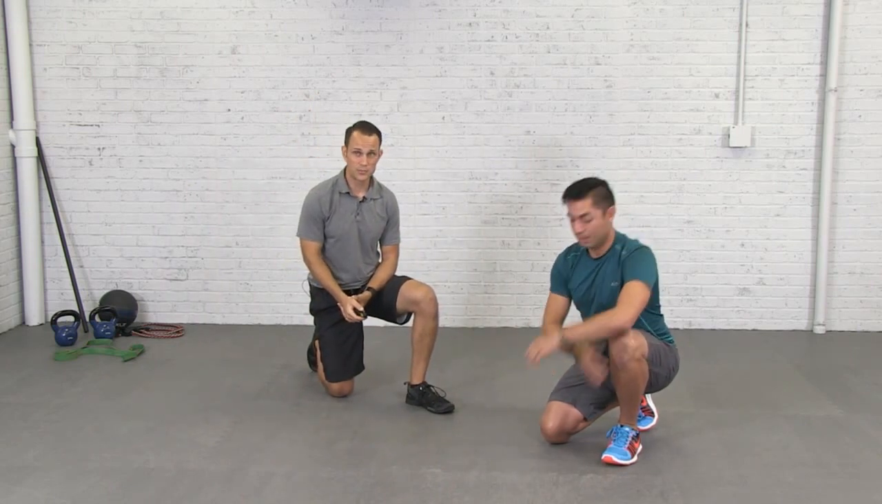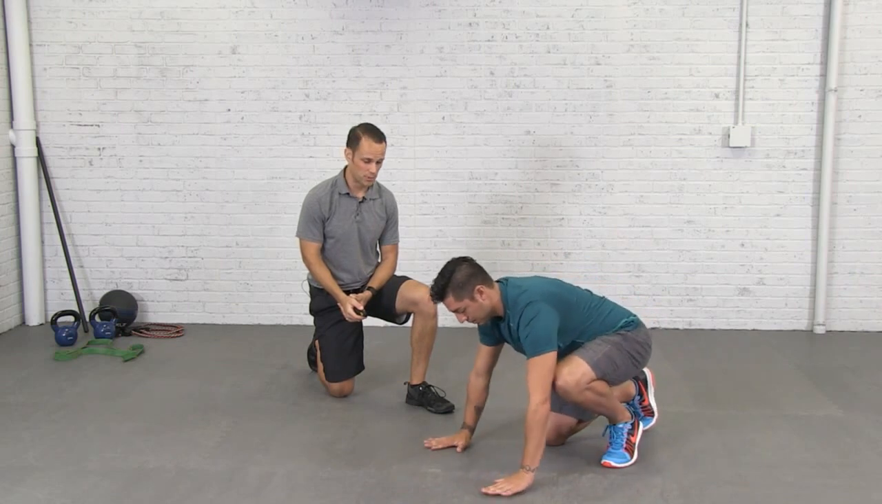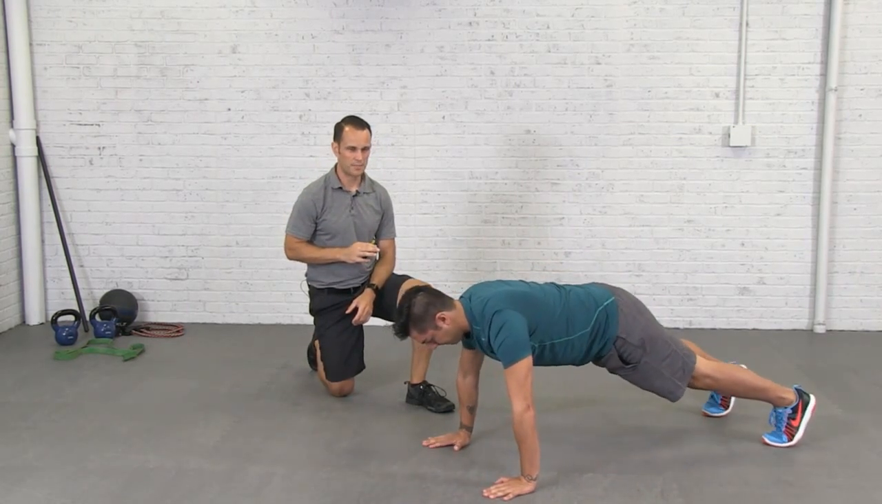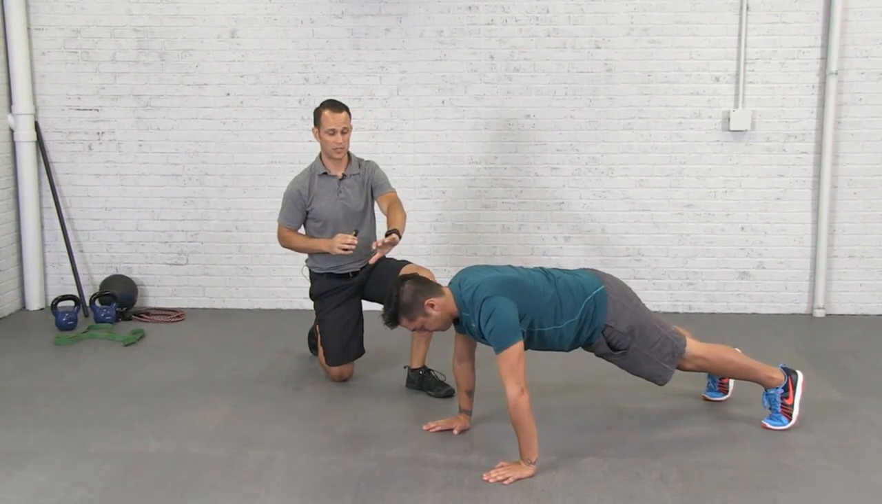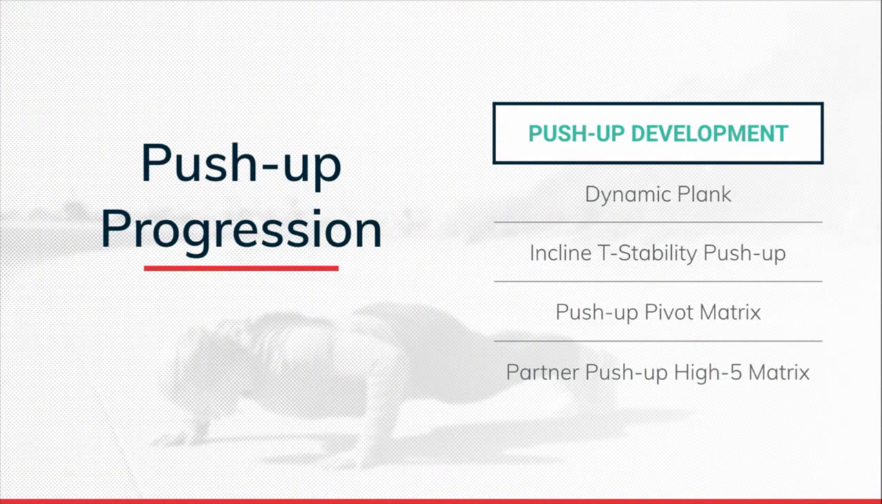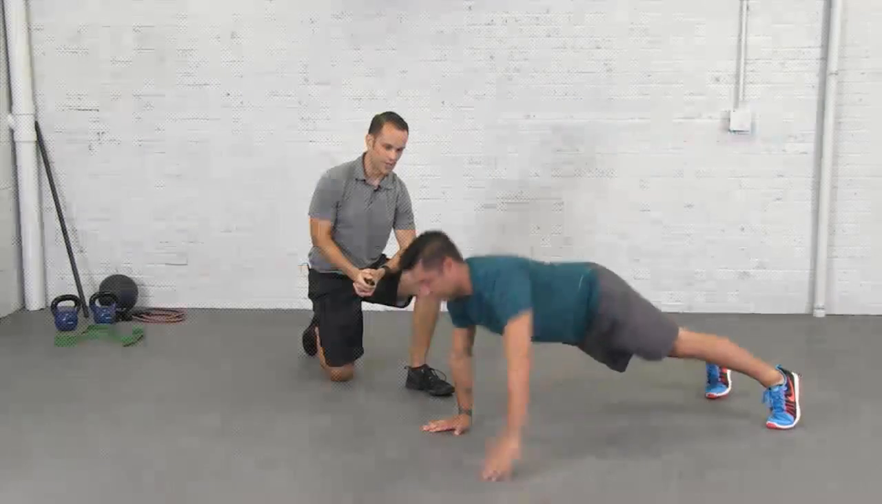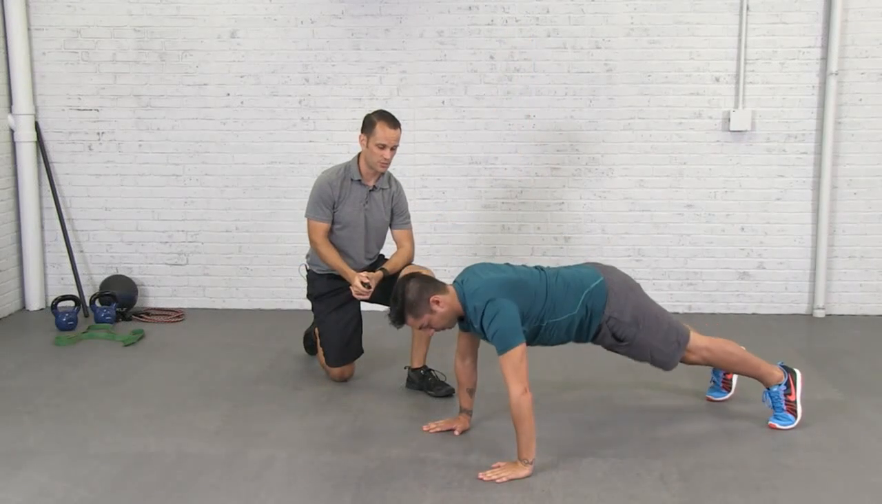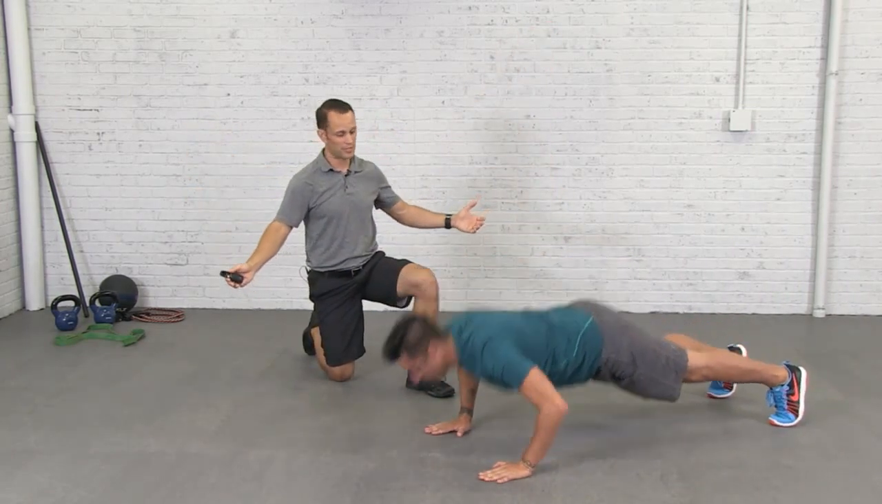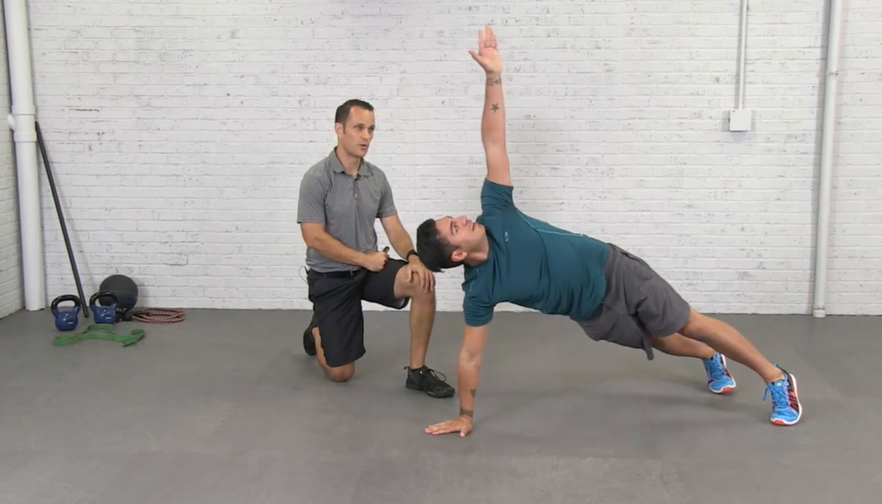All right, let's move on to the T-stability push-up. And on the screen there it says incline. So if you want to make this slightly easier, you could put your client onto a 24-inch box and have him do push-ups that way. But he's a stud. So we're going to go with the T-stability push-up here. So it's a push-up to a reach. Some people call these push-up airplanes, however you want to phrase that.